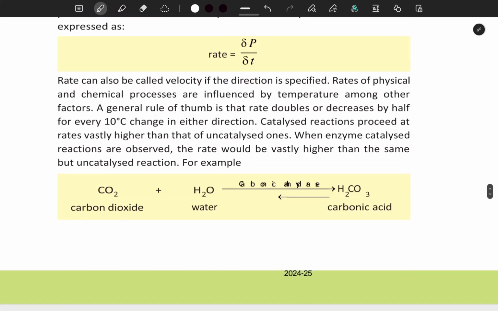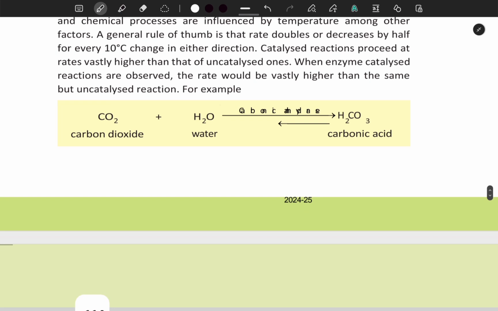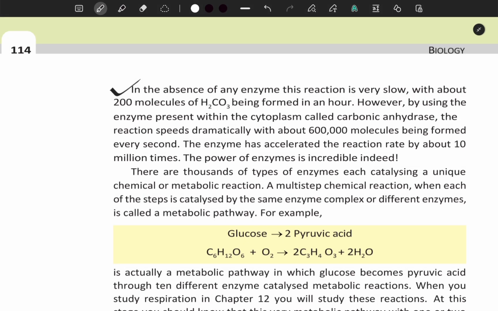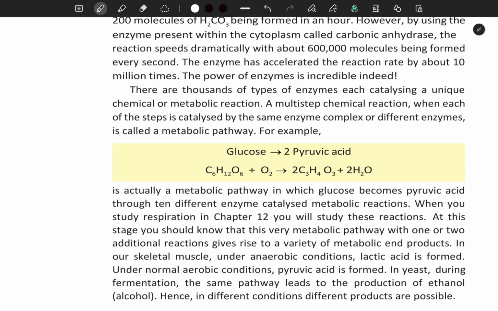For example, CO2, that is carbon dioxide, plus H2O, water, gives us H2CO3, carbonic acid. In the absence of any enzyme, this reaction is very slow, with about 200 molecules of H2CO3 being formed in an hour. However, by using the enzyme present within the cytoplasm called carbonic anhydrase, the reaction speeds up dramatically, with about 6 lakh molecules being formed every second. The enzyme has accelerated the reaction rate by about 10 million times. The power of enzymes is incredible indeed.